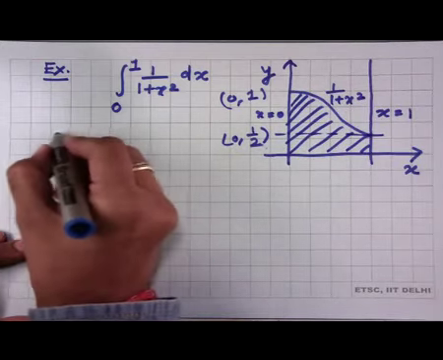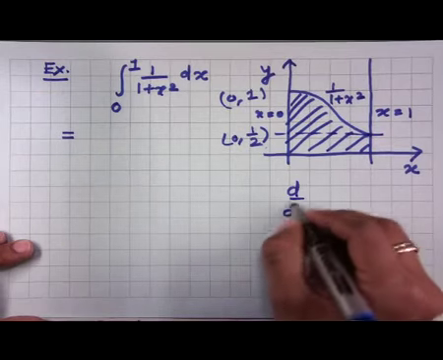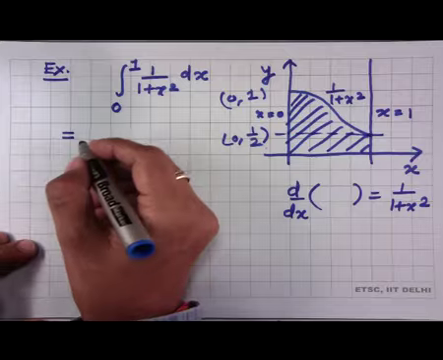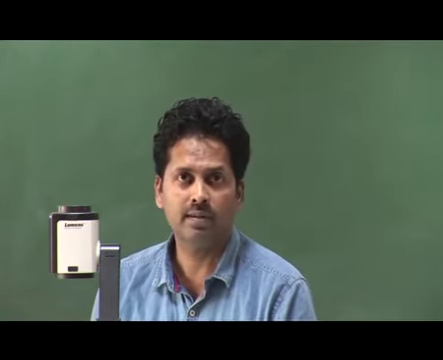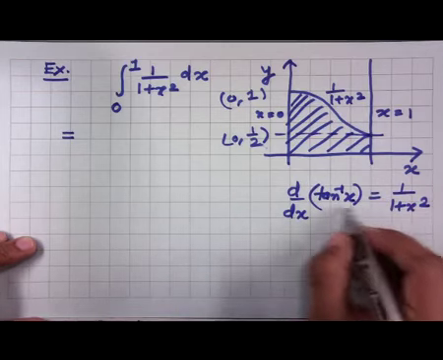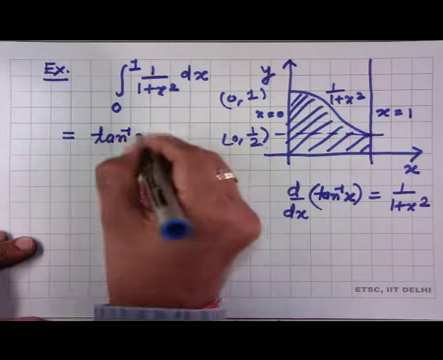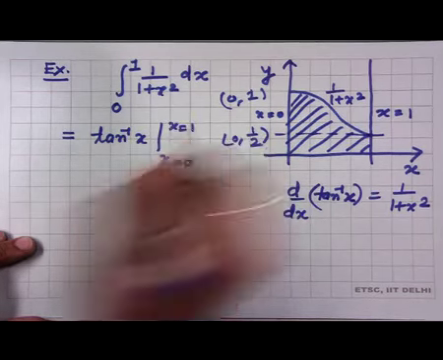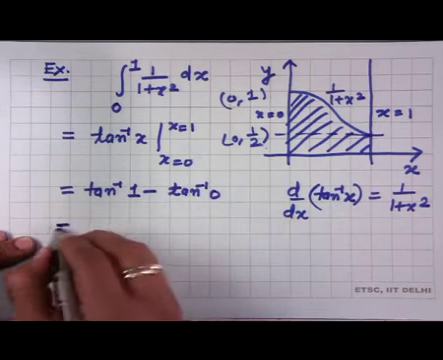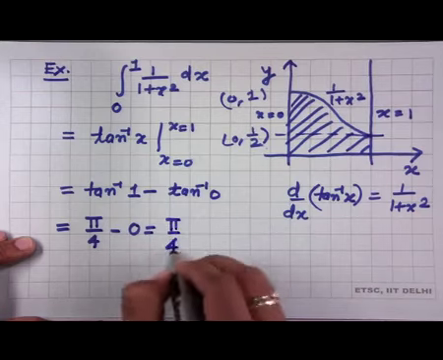Now, if I want to find this integral by the method of antiderivatives, I will be looking for a function whose derivative is 1 by 1 plus x square, and I hope all of you remember the antiderivative of 1 upon 1 plus x square. So, you know that the derivative of tan inverse x is 1 upon 1 plus x square. Therefore, the value of this definite integral will be, by the formula explained earlier, tan inverse 1 minus tan inverse 0. tan inverse 1 is pi by 4 and tan inverse 0 is 0. So, the value of this integral is pi by 4.